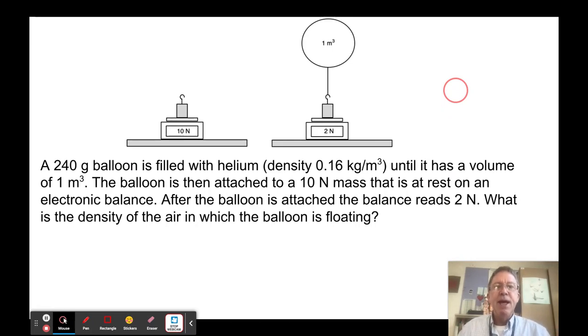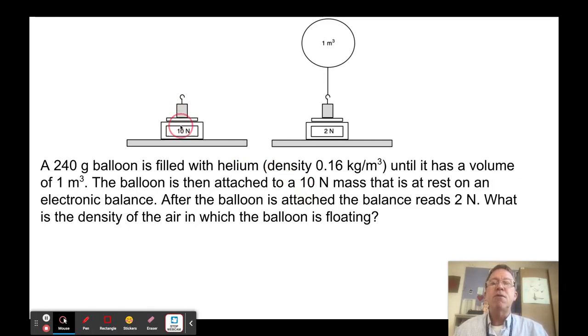It's a big one. And I'm going to fill it with helium. Helium has a density of 0.16 kilograms per cubic meter, and I'm going to fill it to a volume of 1 cubic meter. Keep my life simple here. The balloon is now attached to a 1 kilogram mass, which is being pulled down by gravity with 10 newtons worth of force. I have an electronic balance that's reading out in terms of force.